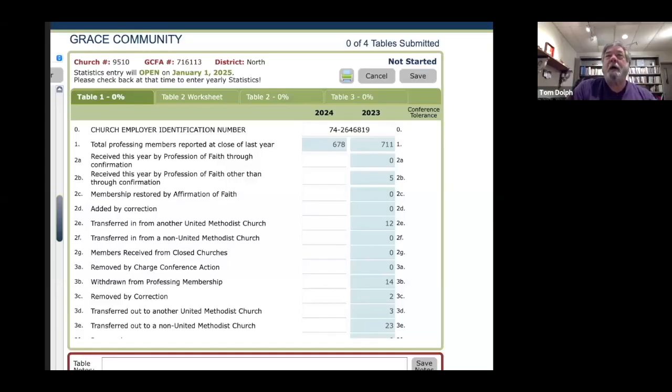So this is where you actually enter the online information that you have put on those PDF worksheets. If you notice this bar at the top, that is where you choose which table you would like to enter. So that is there for you, and that's basically the overview of how to get started.